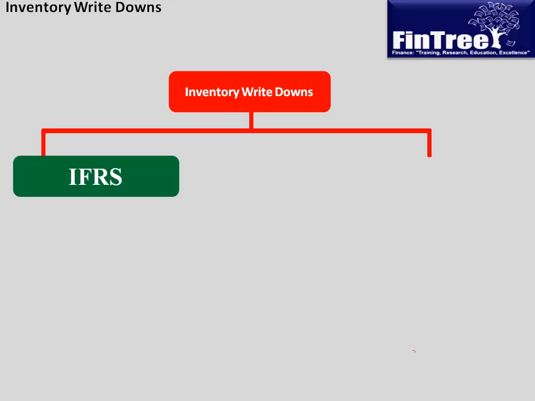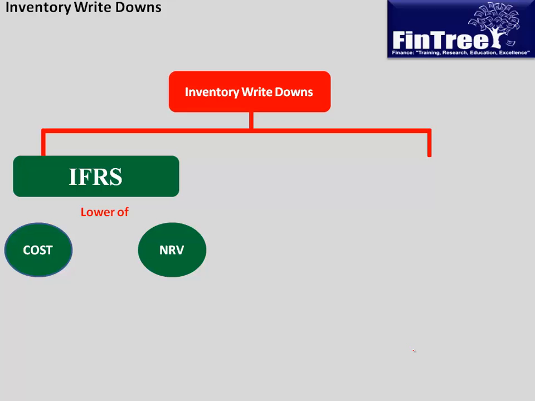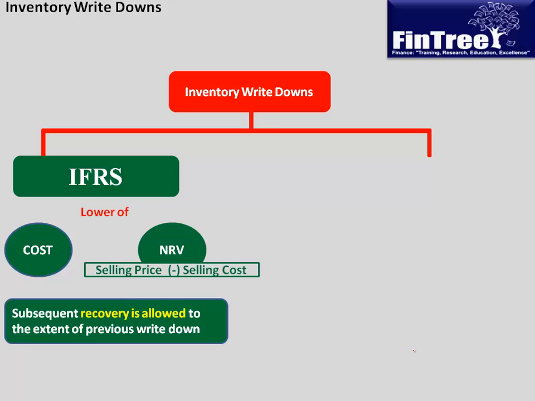Inventory write down. Again, an interesting area which will require you to remember a few things. The rules are slightly different in IFRS and US GAAP. In IFRS, we take the lower of cost or net realizable value. And how do we calculate net realizable value? It is selling price minus the selling cost. Now, in case of IFRS, subsequent recovery is allowed to the extent of the previous write down.